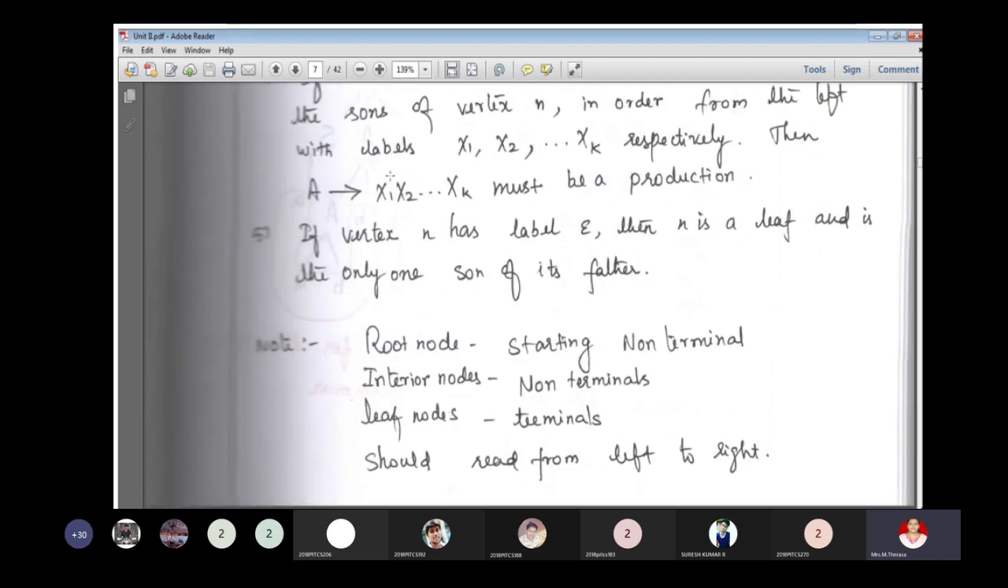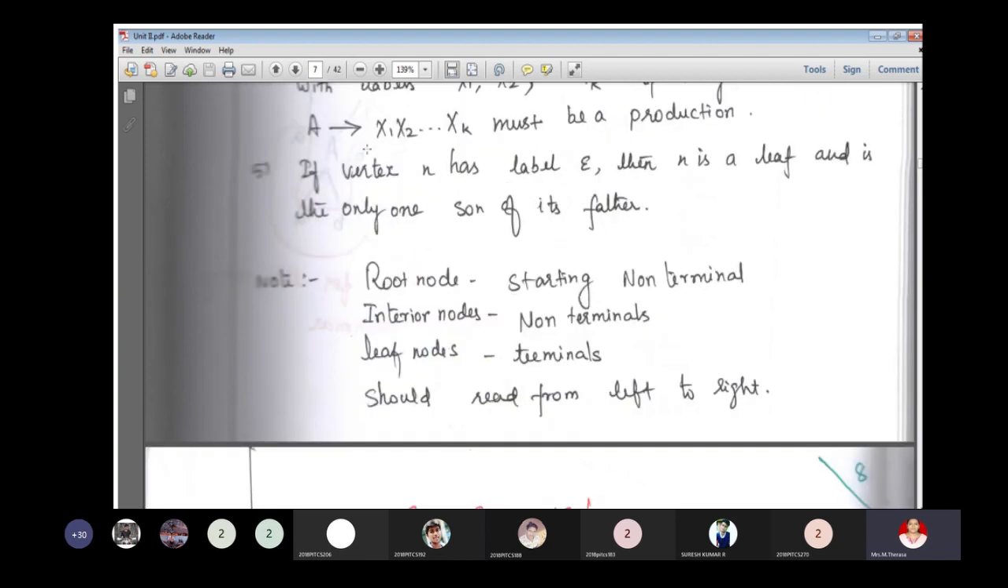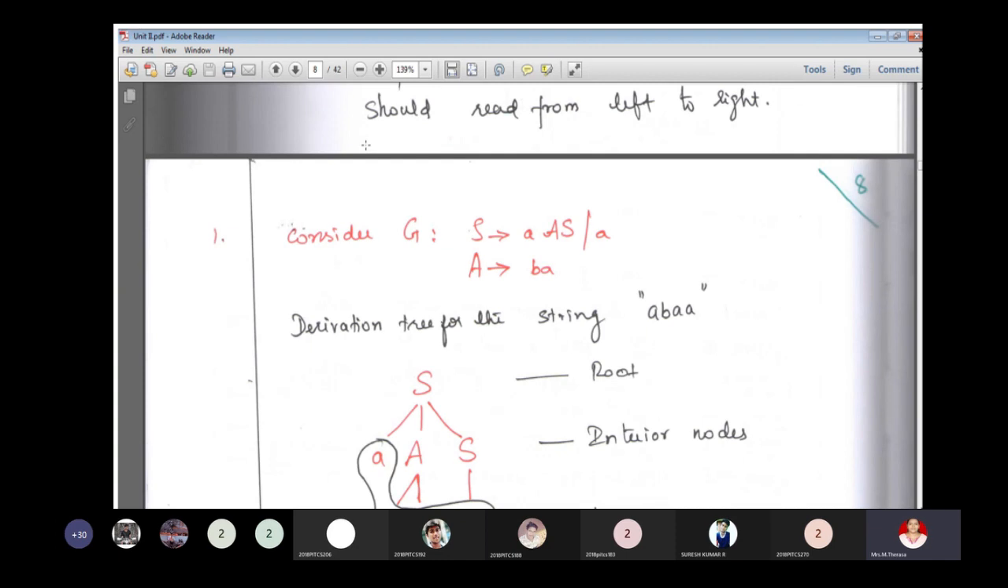Clear? Okay, so we have to note that the root node is always the starting non-terminal, the interior nodes are non-terminals, otherwise called variables, and the leaf nodes are terminals, or sometimes you may have epsilon. If you have epsilon, that should be the only son. Clear? And always we have to read the tree from left to right. Let's see an example.